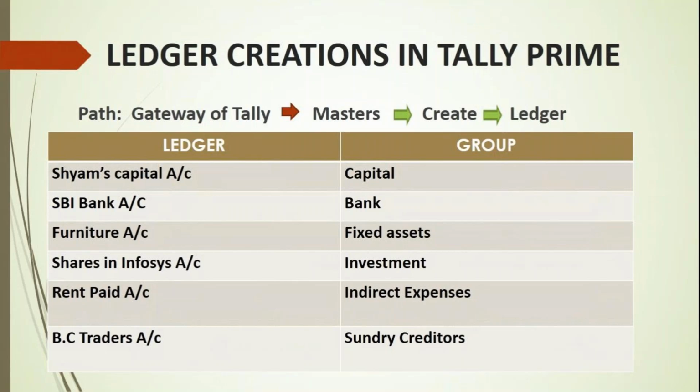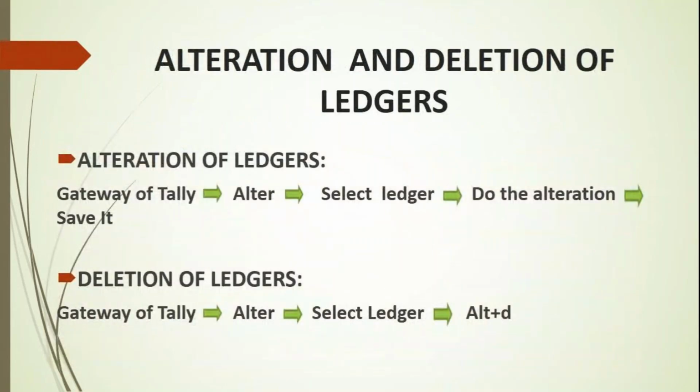So, yesterday's class we had discussed the ledger creations. Today we'll go for the alteration and the deletion of the ledgers. So, how do we edit the ledgers? How do we correct any information that has been already given at the time of ledger creation? How could we go about the same? So, today we are going to go for the alteration and deletion of ledgers.